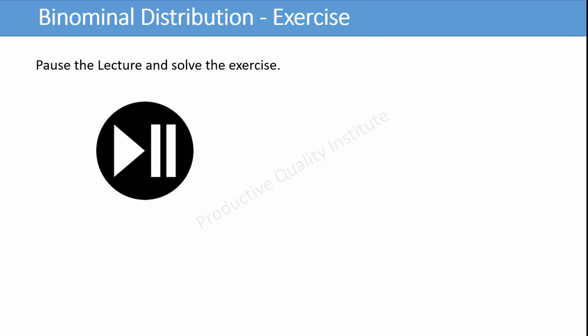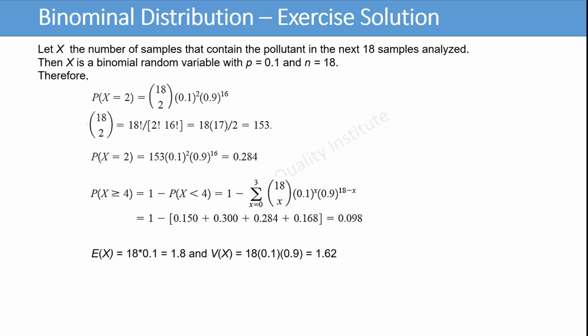To solve the exercise, let X be the number of samples that contain the pollutant in the next 18 samples analyzed. Then, X is a binomial random variable with p equal to 0.1 and n equal to 18. Therefore, P of X equal to 2 is 0.284. The mean mu is 1.8, and the variance is 1.62.